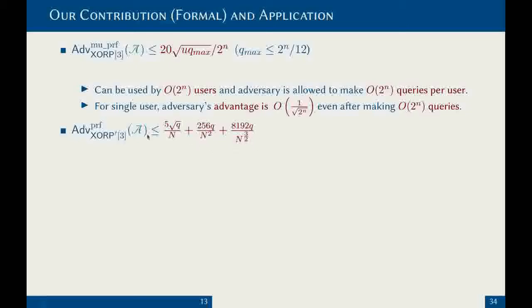Our second result is the single user PRF advantage of this efficient version, XORB-3, and it is upper bounded by this quantity. We haven't given a multi-user analysis of this construction, but it can be done in a manner similar to this one, and we would get a similar bound to that of the construction XORB-3.